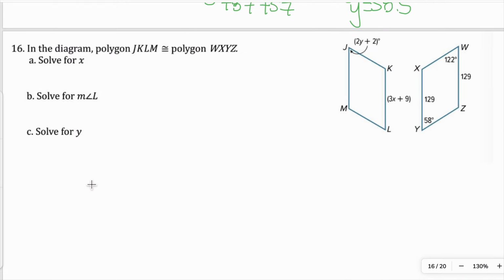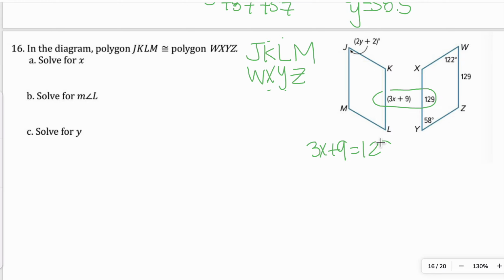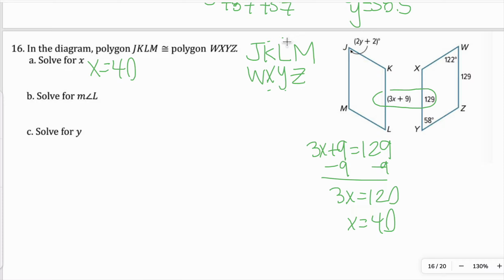Okay, and then our last question in this diagram, JKLM is congruent to WXYZ. So again, I do the stack, JKLM, WXYZ. Solving for x, x is here, which means KL is matching XY. So I just set 3x plus 9 is equal to 129, and I start to get x by itself. 3x is equal to 120, so that means x is equal to 40. For the measurement of angle L, L corresponds to Y, so the measurement of angle L is 58 degrees.